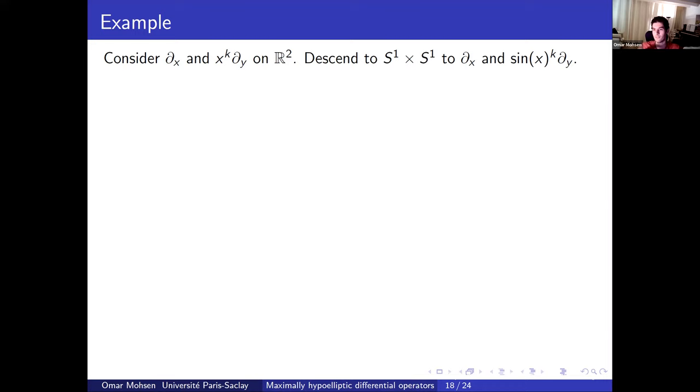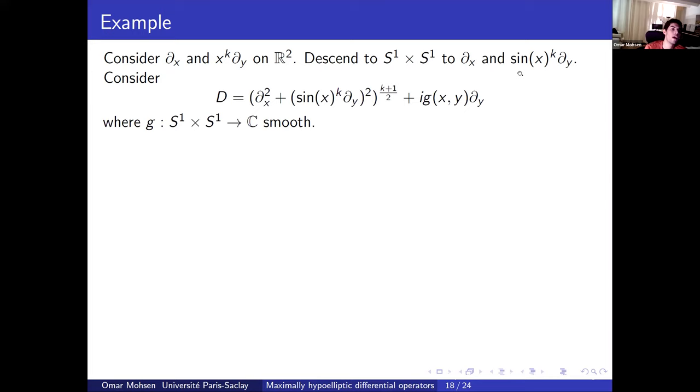Those are problematic, but if I use any other functions, it's fine. So I have these two vector fields which satisfy Hörmander's condition, and I consider this differential operator. Here I have k plus one over two. If k is odd, this is a differential operator. If k is even, this is a pseudo differential operator. The previous theorem also applies to pseudo differential operators, but if you want, you can just suppose that k is odd.